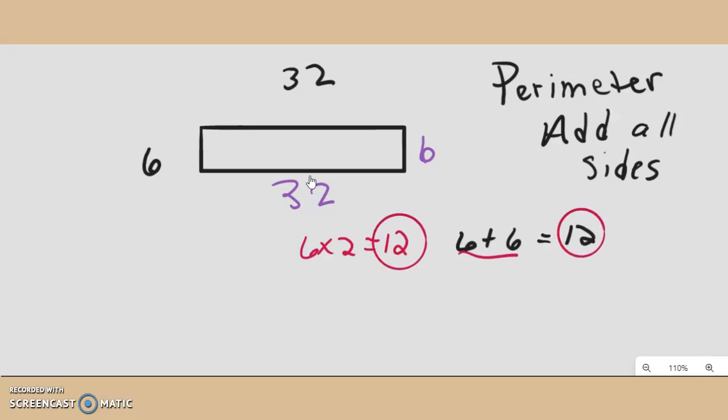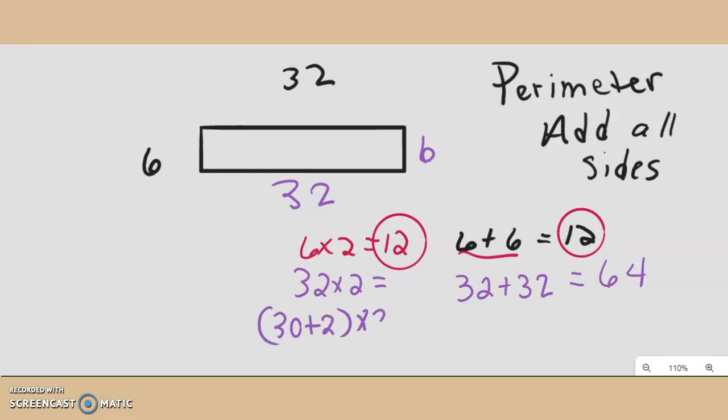Okay? And then some of you are like, well, 32 plus 32 equals... And then you're going to say 64, but then if you say 32 times 2, that's going to also equal 64 because you know that 30 plus 2 times 2 will equal 60 plus 4. It's just 64. You just distribute that 2, multiply the 2 times the 30, and multiply the 2 times the 2, and that's where you get 60.